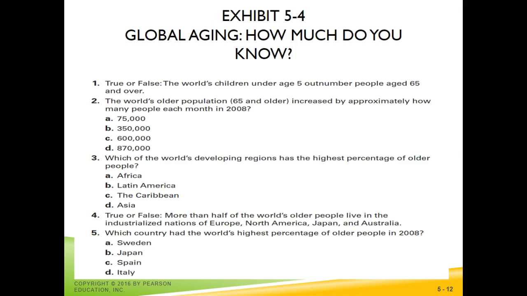Number four, true or false? More than half of the world's older people live in the industrialized nations of Europe, North America, Japan, and Australia. And fifth, which country had the world's highest percentage of older people in 2008? Was it A, Sweden, B, Japan, C, Spain, or D, Italy? Now we're going to move on to the answers.